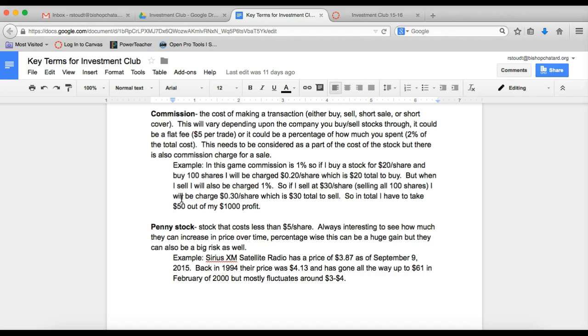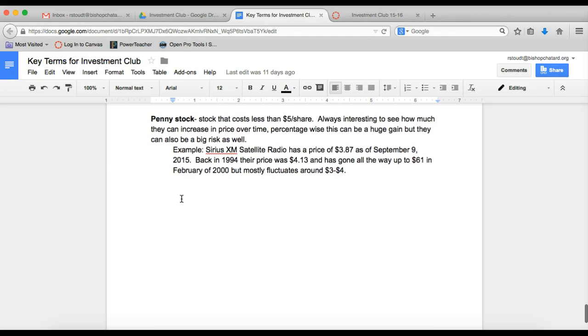The last point I wanted to make is penny stocks. You will hear this term every once in a while. Penny stocks are any stock that costs less than $5 a share. They can make a good percentage of money increase over time. Sirius XM satellite radio had a price of $3.87 as of September 9th of 2015. Back in 94, their price was $4.13, and at one point it even went all the way up to $61 in February 2000. But most of the time it fluctuates between $3 and $4. So $3.87 is right around their high. I wouldn't necessarily recommend that particular one, but you can make some really good money from penny stocks.